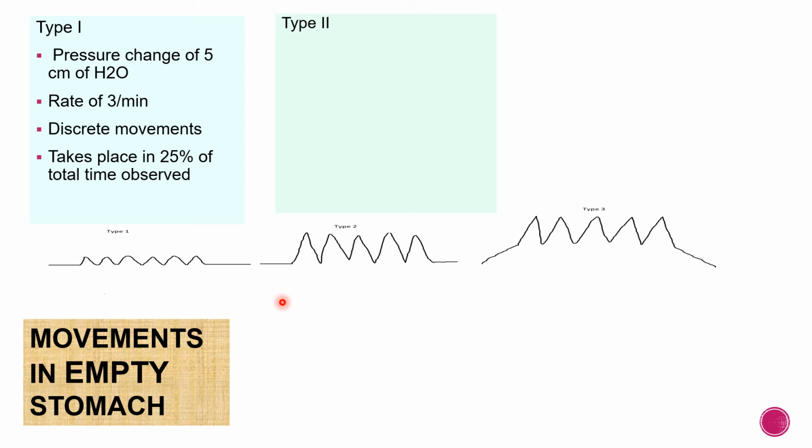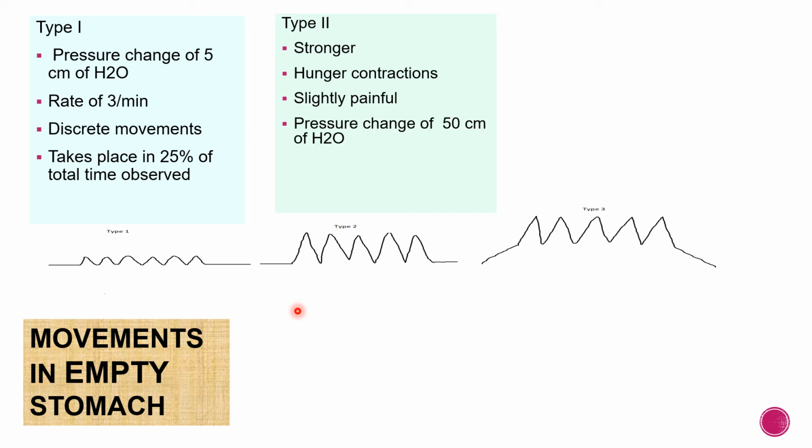Now let's go on to type 2 movements. These are stronger, as you can see from the diagram over here. These are also known as hunger contractions, hunger pangs. These are nothing but type 2 movements in empty stomach, and the basis is the migratory motor complex. These may be slightly painful, so they are also known as hunger pains. The pressure change is about 50 centimeter of H2O. In type 1 we had 5 centimeter, while in type 2 we have 50 centimeter. Rate is the same, 3 per minute, and it is found in about 15% of the total time.